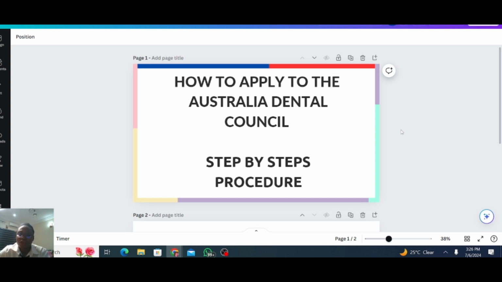And you cannot get a job from your country in Australia as a dental professional unless you have the license to practice in Australia. But the good news is you can apply to register with the Australian Dental Council even while you are still in your country. It is similar to registering with GDC for UK, but they are different processes.